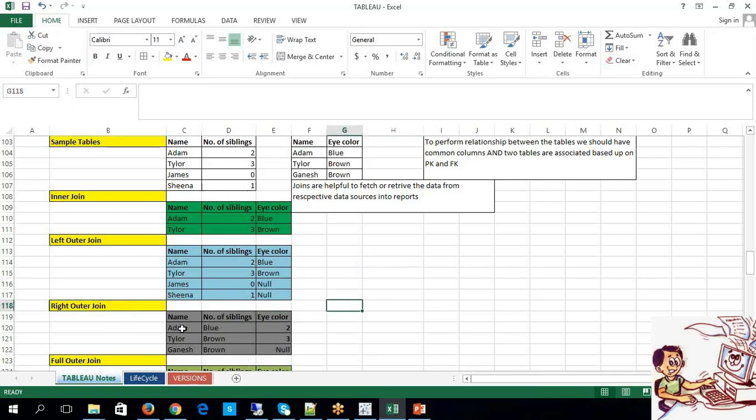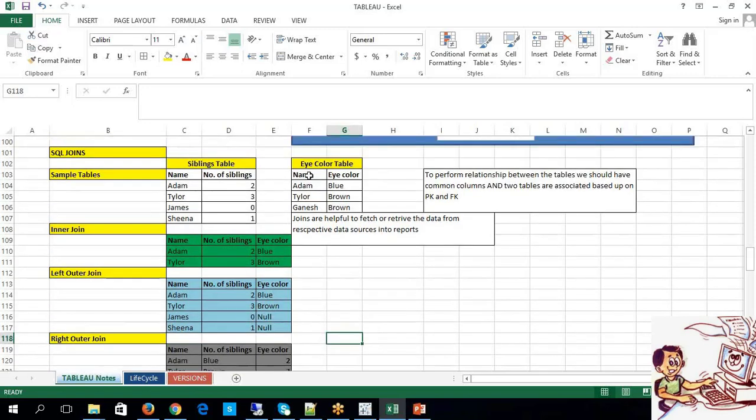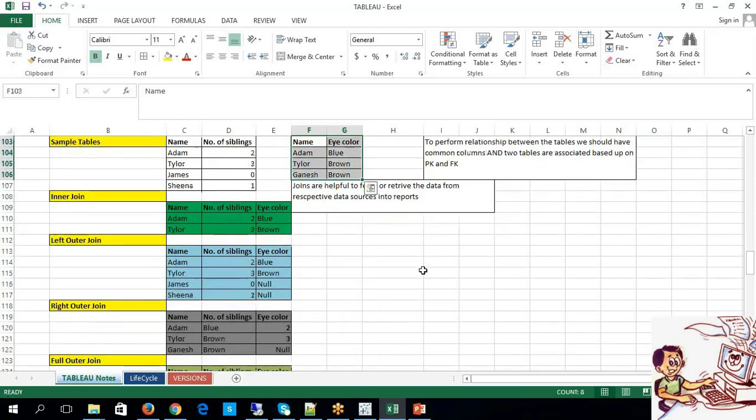Now look at this. Right outer join retrieves the whole data of the right side table, along with the common values of common columns of the left side table. In case you don't have matching data, it will give you null values. So look at this, the whole data of the right side table.